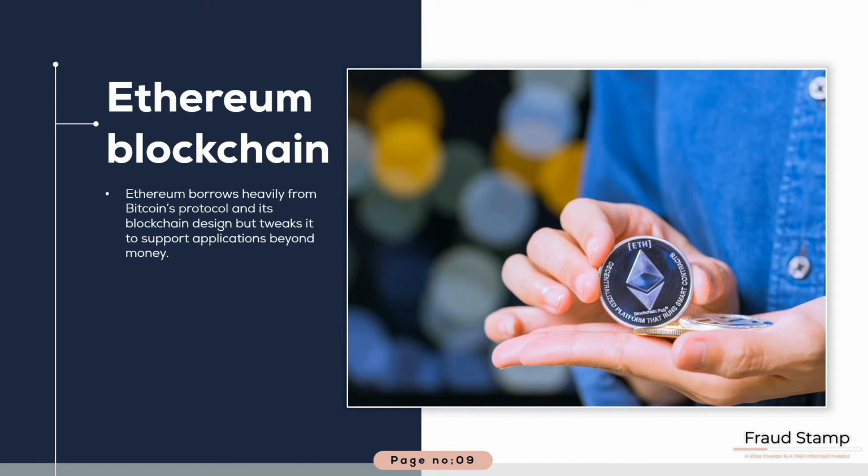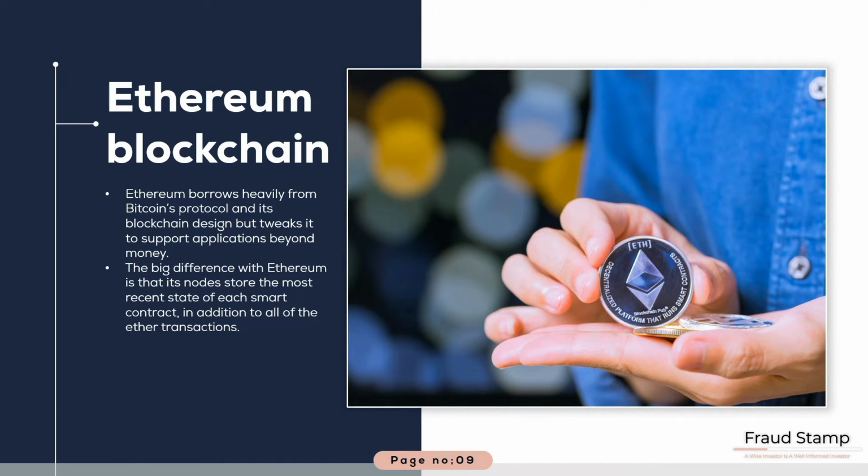The structure of the Ethereum blockchain is very similar to Bitcoin's, in that it is a shared record of the entire transaction history. Every node on the network stores a copy of this history. The big difference with Ethereum is that its nodes store the most recent state of each smart contract, in addition to all of the Ether transactions. For each Ethereum application, the network needs to keep track of the state, or the current information of all of these applications, including each user's balance, all the smart contract code and where it's all stored.